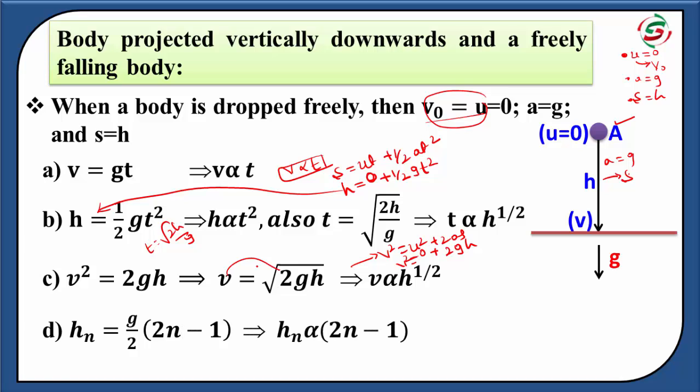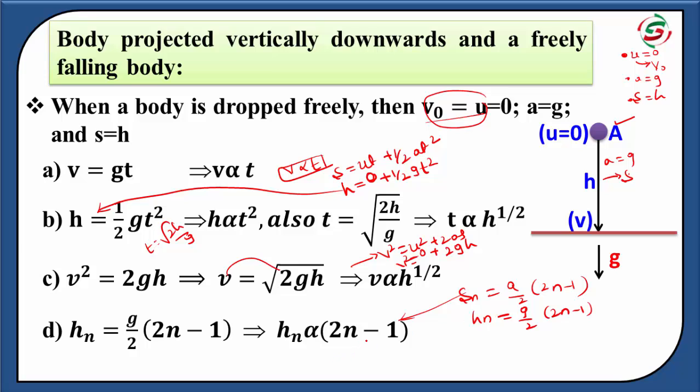And for the nth position, we know the formula Sn is equal to a divided by 2 into 2n minus 1. Here instead of Sn we use Hn. When the body moves vertically downward, Hn is equal to g divided by 2 into 2n minus 1.